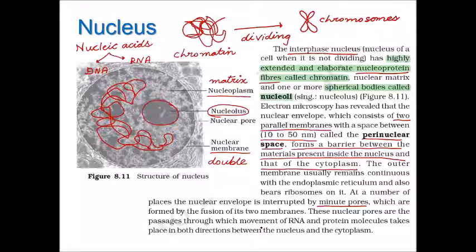The function of these nuclear pores is to allow the movement of some molecules like RNA and protein molecules in both directions. That means from the nucleus to the cytoplasm or from the cytoplasm to the nucleus. So you should remember the function of nuclear pores. It will allow the entry and exit of molecules from the nucleus, mainly RNA molecules and protein molecules.